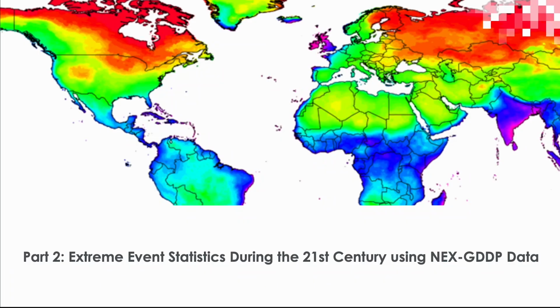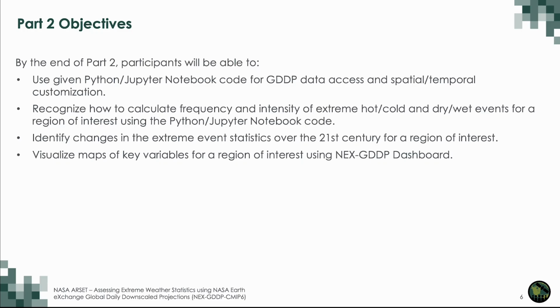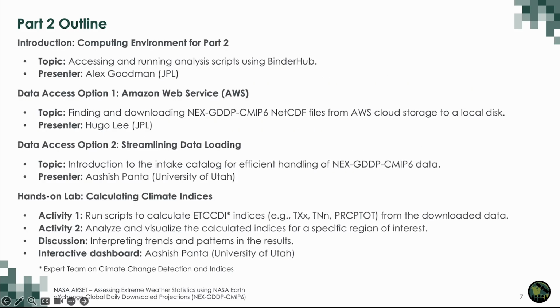We'll start with today's session. The objectives for today are that by the end of part 2, you will be able to use given Python Jupyter notebook code for GDDP data access and spatial temporal customization; recognize how to calculate frequency and intensity of extreme hot, cold, dry, and wet events for a region of interest using the Python Jupyter notebook code; identify changes in the extreme event statistics over the 21st century for a region of interest; and visualize maps of key variables for a region of interest using the NEX-GDDP dashboard.